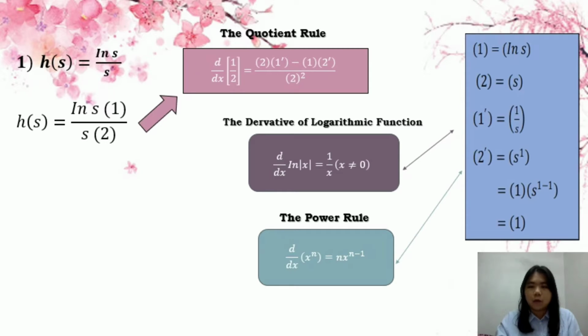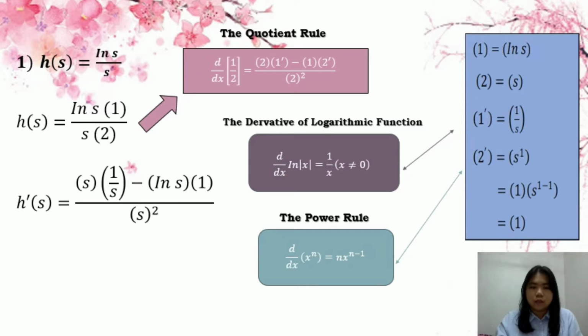After we find u prime, v and v prime, we can insert them into the quotient rule. So this is after inserting u prime, v and v prime. And the final answer is 1 minus ln x over x squared.